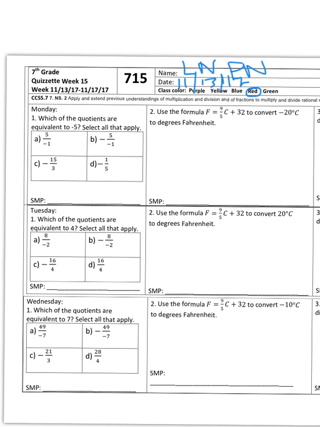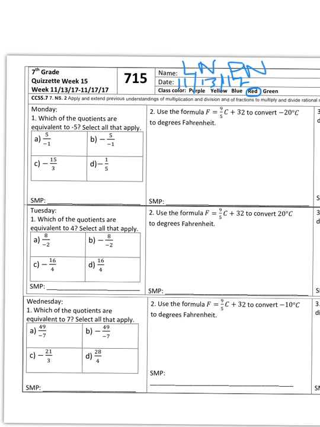Today we will be watching the instructional video on Quizzette 715. As always, please make sure that you write your last name, comma, first name at the top of your Quizzette. Today's date is November 13th, 2017, and today I'm going to say that I'm in red class.